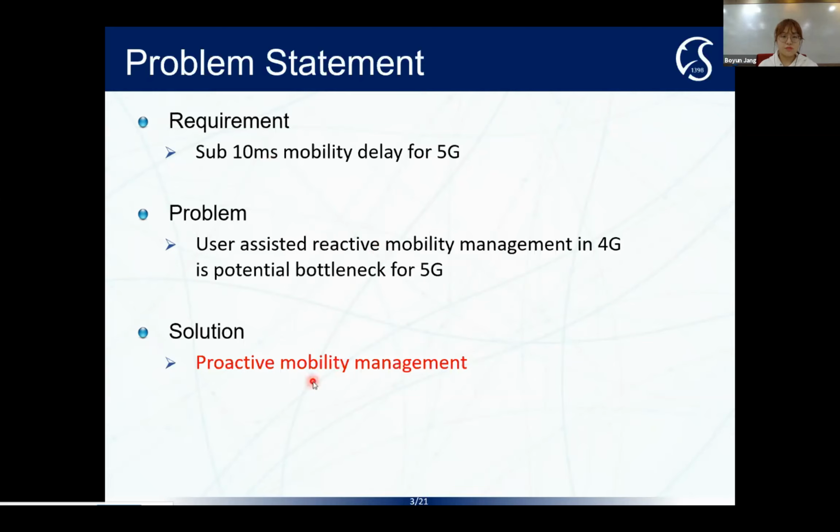Thus, proactive mobility management for handover, where the next point is selected based on prediction, can be a solution.